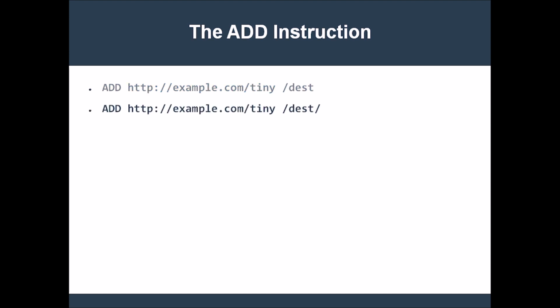First of all, the add instruction allows you to copy files from a URL. For example, this downloads a file from example.com/tiny and copies it to dest. In the second example, a file is downloaded to dest/tiny because the destination is a directory and not a file name. Docker derives the file name from the URL. That's why the file gets saved to here.